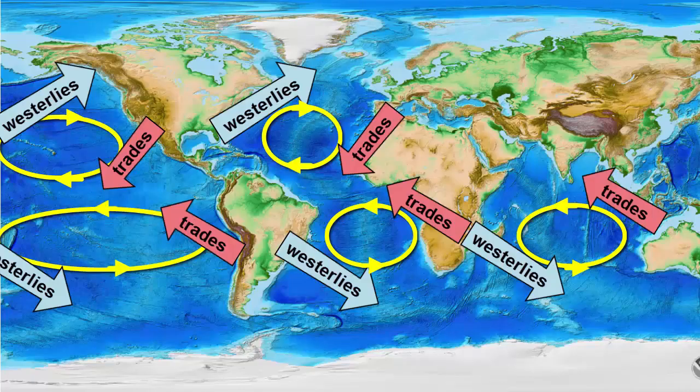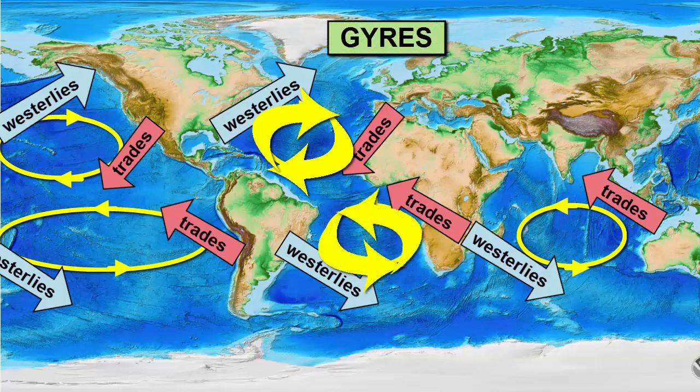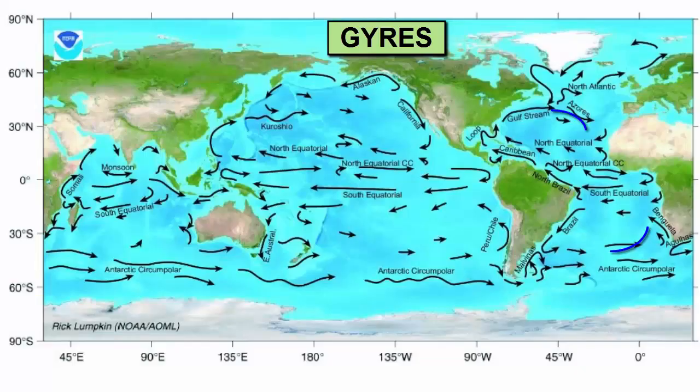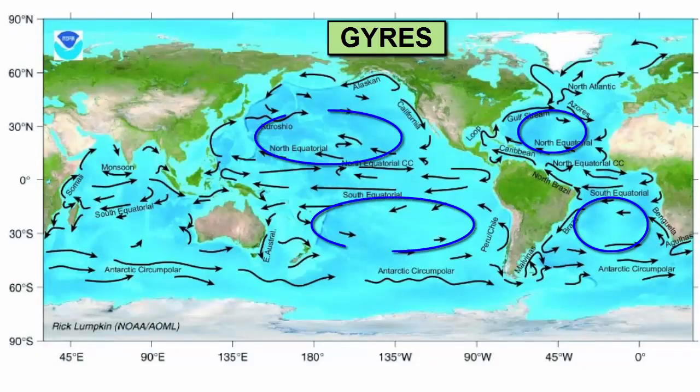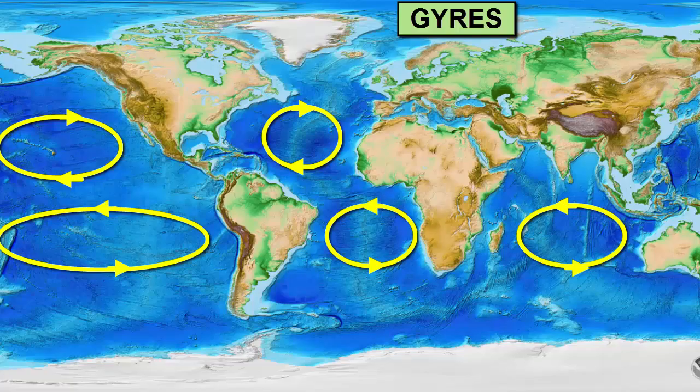Net result? The water in the northern hemisphere within the belts of the westerlies and trade winds moves in a clockwise circle around a center. We call this circle a gyre. In the southern hemisphere, it moves the opposite way, counterclockwise, creating two gyres for the Atlantic Ocean, two for the Pacific, and one for the Indian. Global ocean maps that display sea surface heights let us see where the highest centers are for each of these domes.